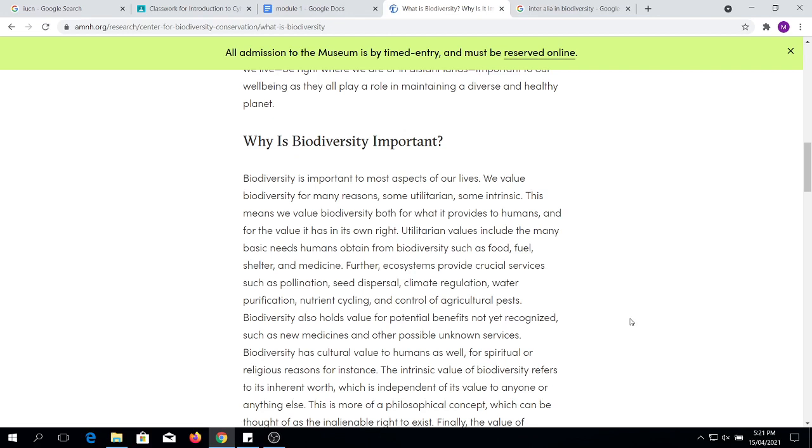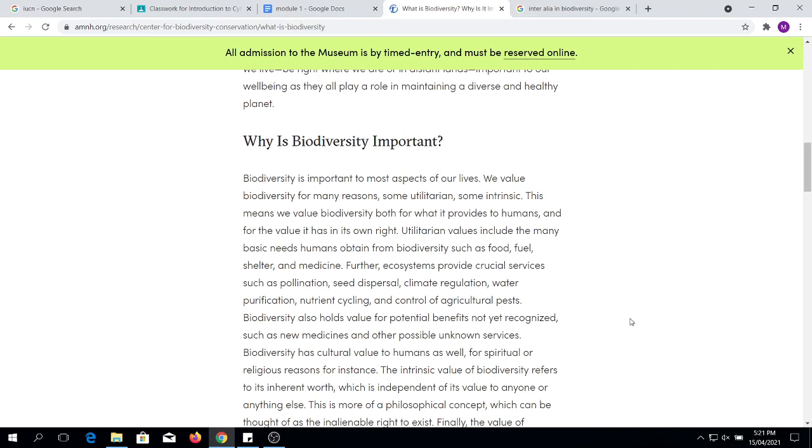So biodiversity has a cultural value to humans as well, including spiritual or religious reasons, for instance. Because remember, in every region, every culture is unique. And we need to respect that. And in order to protect it, it is through biodiversity.